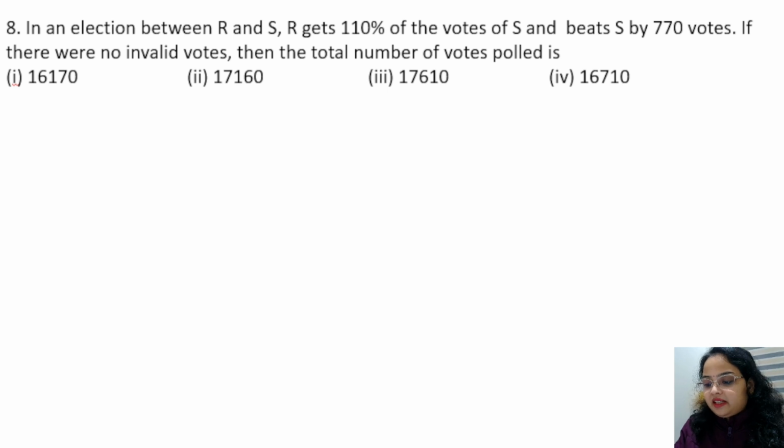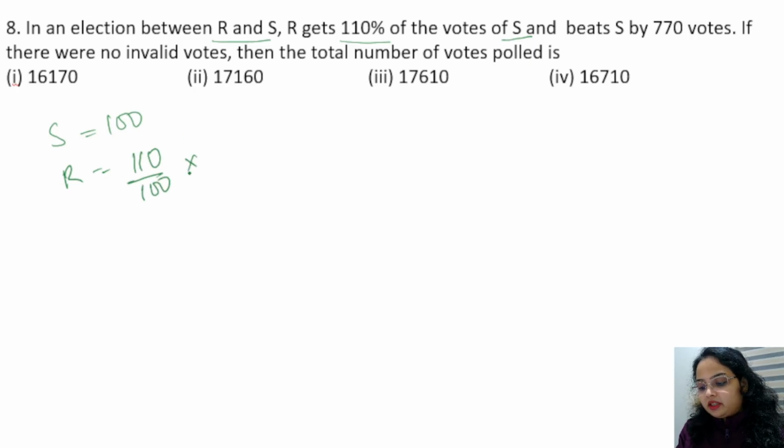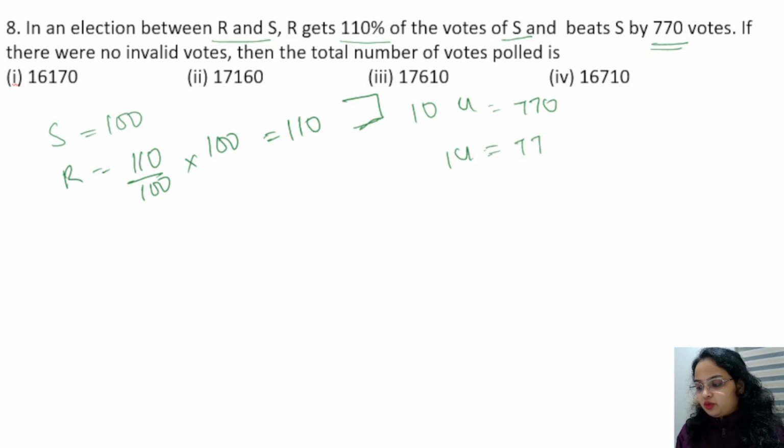Next one. In an election between R and S, R gets 110% of the votes of S. So here we will assume S got 100 votes and R got 110%. It is 110 divided by 100 of S, it is 110. So R got 110 votes and beats S by 770 votes. The difference between R and S is 10 units. So 10 units is equal to 770 votes. So what is 1 unit here? It is 77 votes.